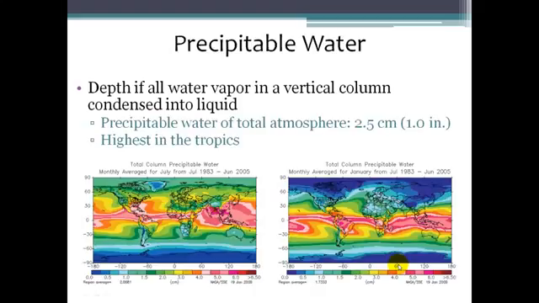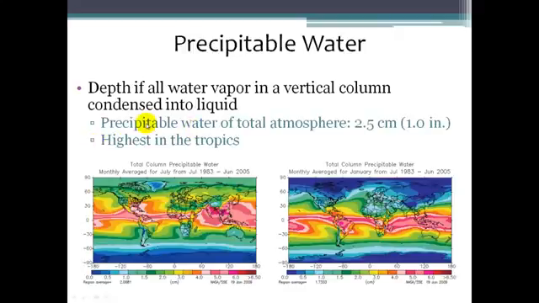Precipitable water is the depth of water if all of the water vapor in a vertical column of air was condensed into liquid. So if you could take a column of air and get all of the water, in whatever form it's in, and turn it into water, the depth of that water is what we call precipitable water.